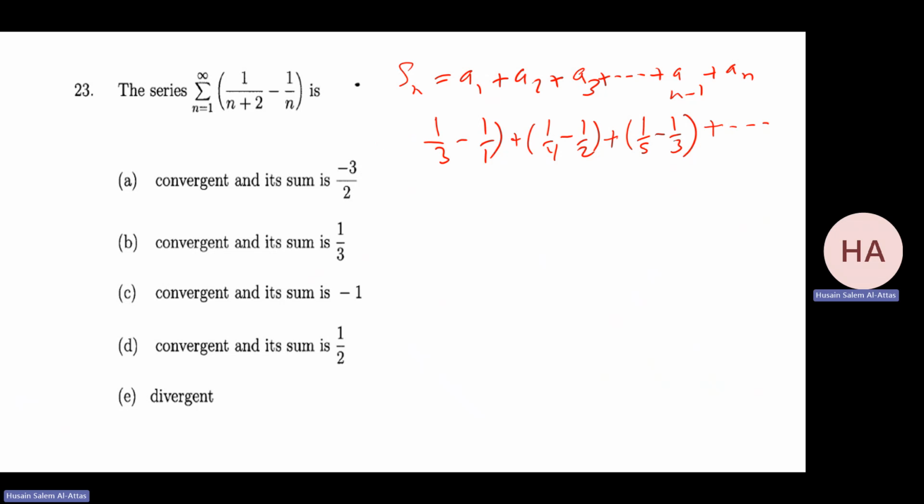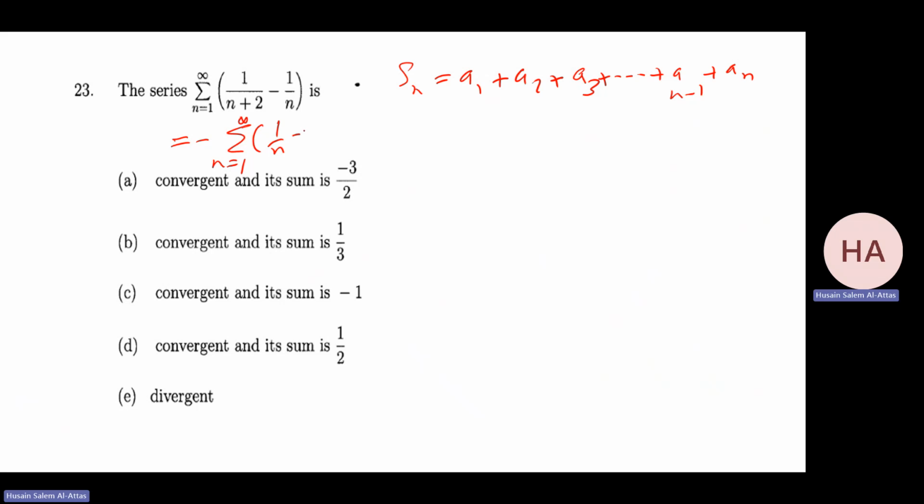I think it's better to make it the other way, to make it with the minus sign. I can make the series: minus summation n equals 1 to infinity of 1 over n minus 1 over n plus 2. So I'm working out this series. I need to do the Sn for this because the cancellation will be very clear. I don't want to create confusion in the cancellation.